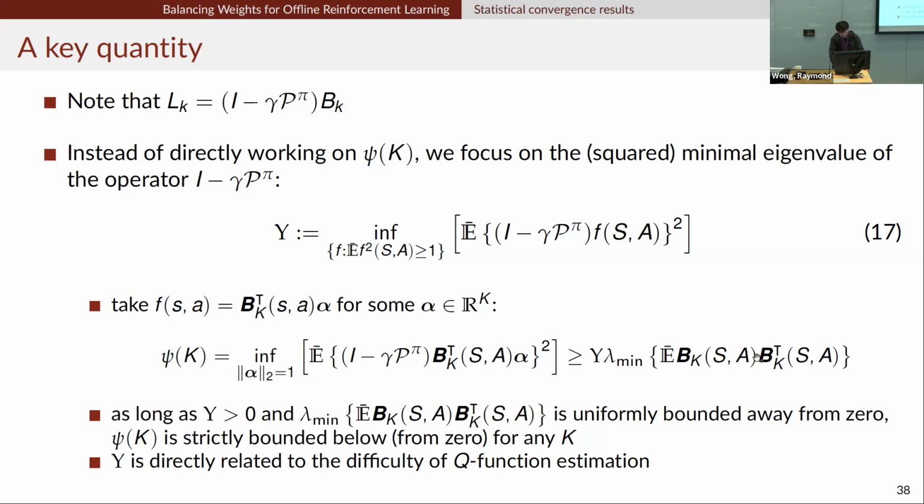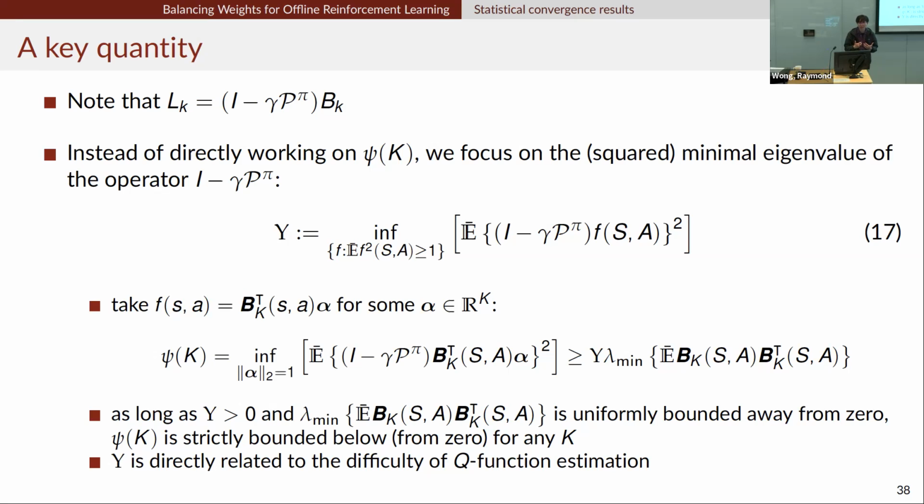So you're going to choose this nicely, okay? This condition, so the boundedness of this, aligns with typical non-parametric regressions, okay? So to give you a little bit more motivation to study epsilon, I will also let you know that this epsilon is directly related to the difficulty of the Q function estimation. So far you can see this epsilon shows up in the minimum eigenvalue, right?